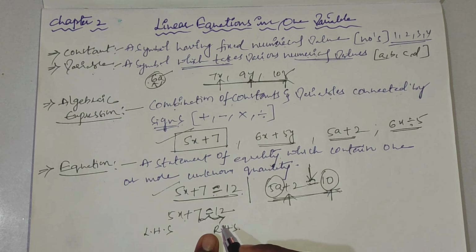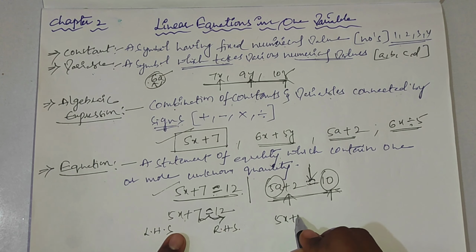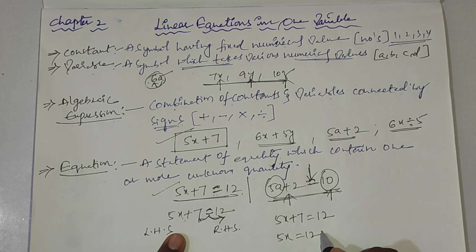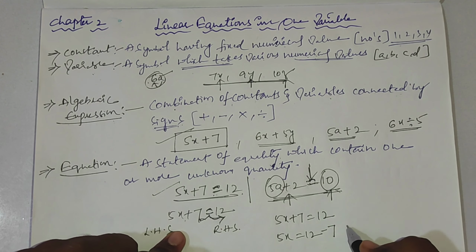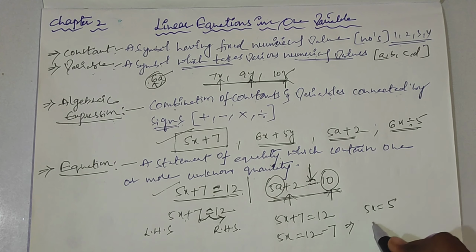Is it clear? Yes. So for what value? Suppose you want to solve this one, what happens here? 5x plus 7 is equal to 12. Then 5x is equal to 12. If you transpose plus 7 to the RHS, plus 7 becomes minus 7, right? This implies 5x is equal to 12 minus 7, how much? 5. Then x is equal to 5 by 5, because multiplication becomes division. Then the answer is what? 1.